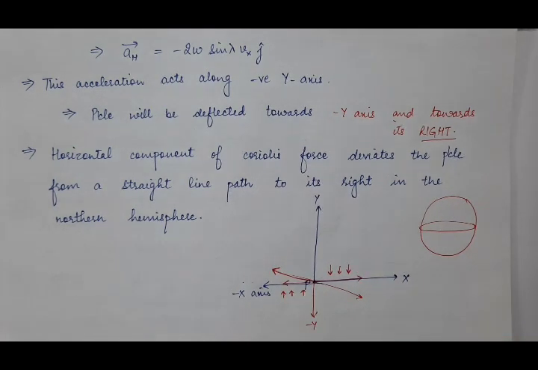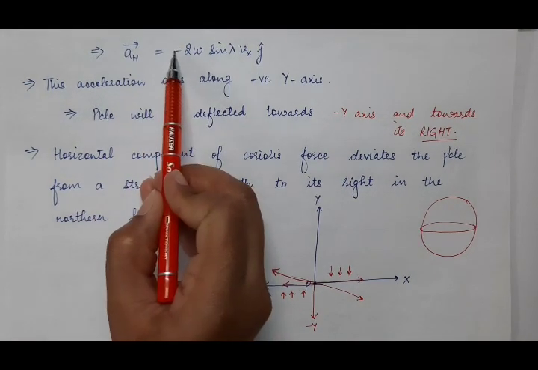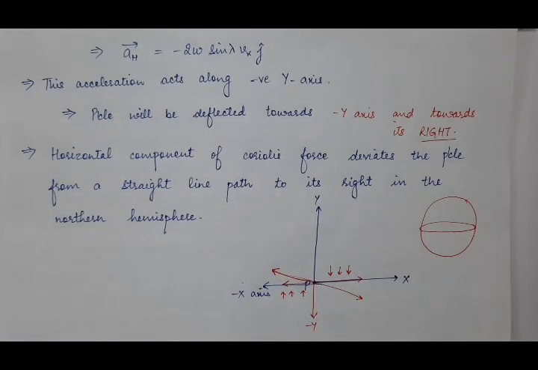Because when the particle is moving along the negative x-axis, the Coriolis force in the northern hemisphere will act along the positive y-axis. How can you calculate it? In that case, the particle is moving along the negative x-axis, which means the value of i cap will be minus i cap. So the horizontal component of acceleration will become plus j cap. Plus j cap means the Coriolis force will act towards the positive y-axis, so it will deflect the particle in this direction.